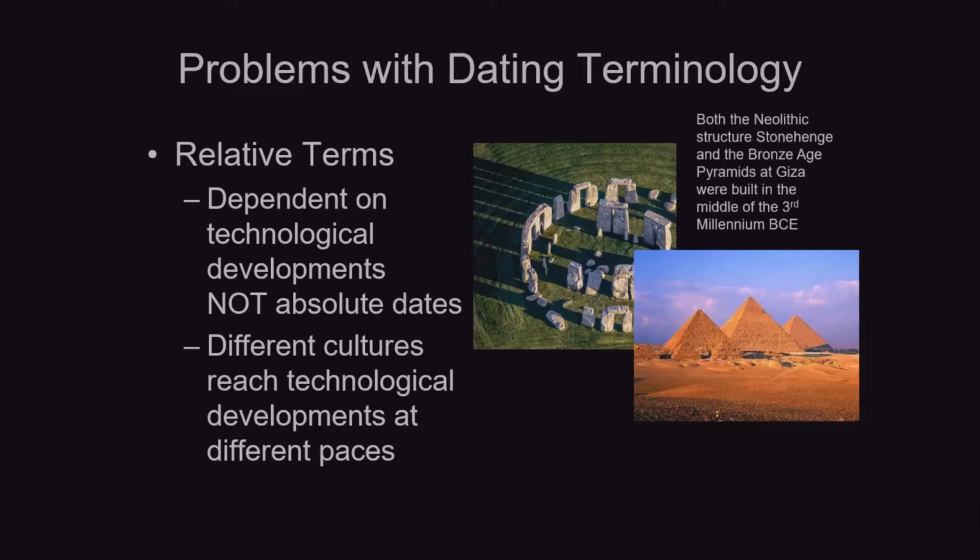So both the Neolithic Stonehenge and the Bronze Age pyramids were built in the middle of the 3rd millennium BCE, which is funny. But one is a Bronze Age monument and the other is a Neolithic monument, even though they're built at exactly the same time. Why? Because the people in the British Isles hadn't discovered bronze yet. They were on the verge of discovering bronze, but hadn't quite got there. And so they were still a Stone Age culture.